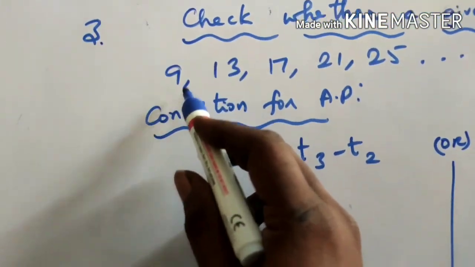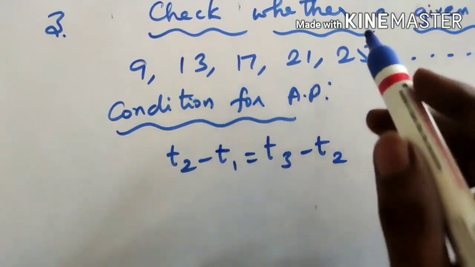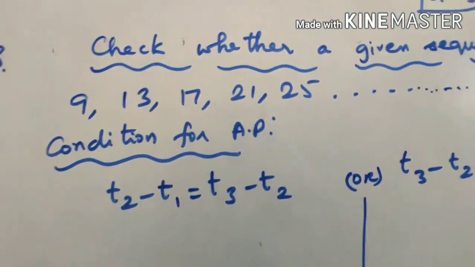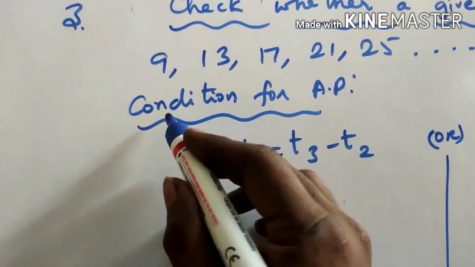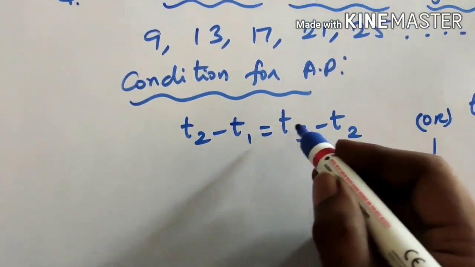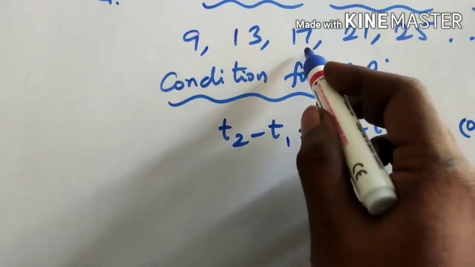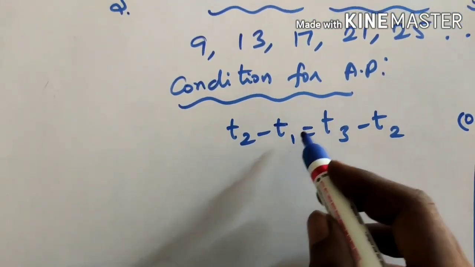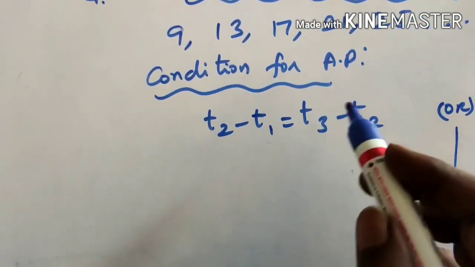See here, 9, 13, 17, 21, 25. It goes on, and we have to check whether it is in AP or not. And this is the condition for AP. See here, T2 minus T1 equal to T3 minus T2. If you take three terms, this is the condition. The first three terms: T2 minus T1 should be equal to T3 minus T2.